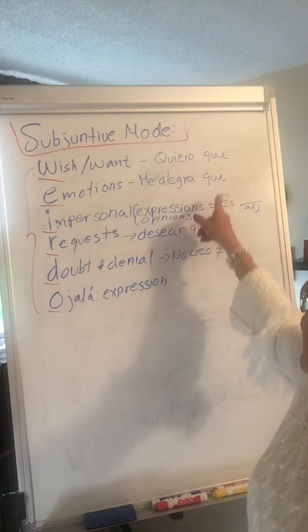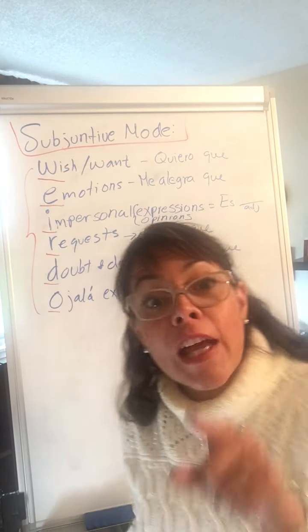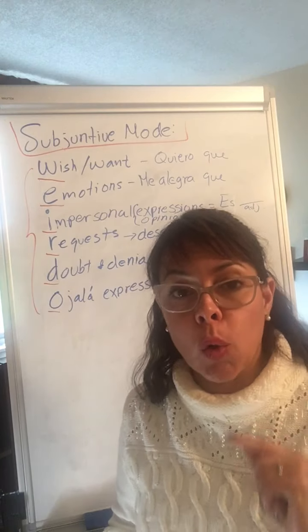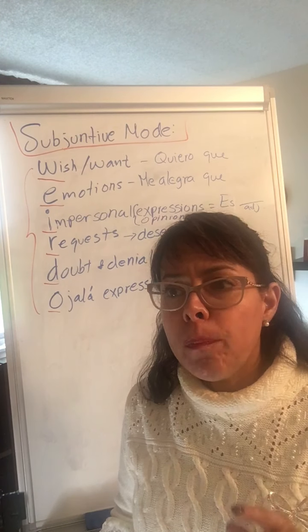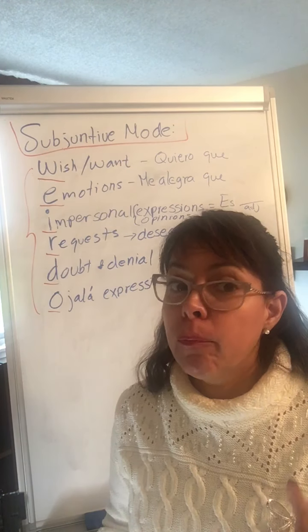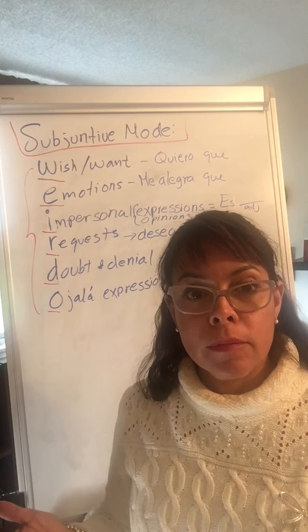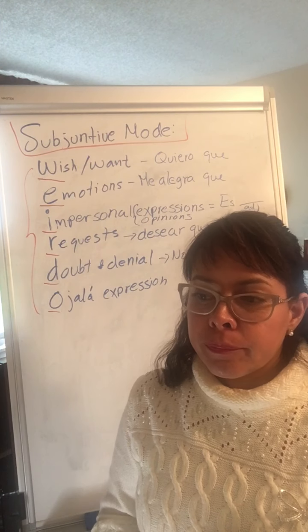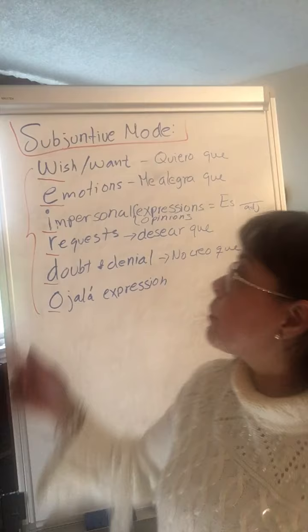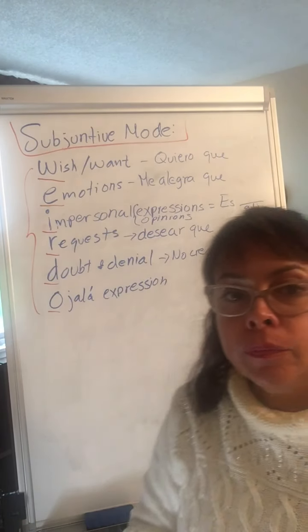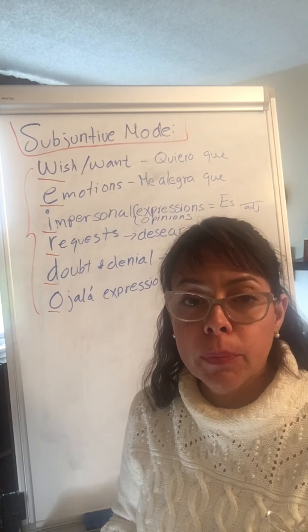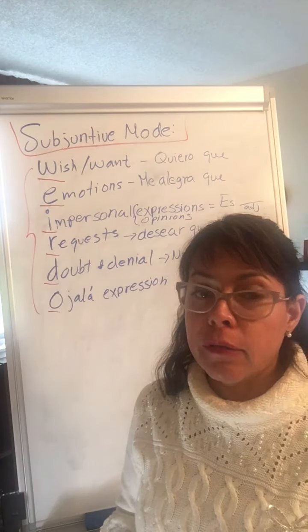So you can say me alegra que, or nos alegra que, or te alegra que, te preocupa que, ¿Te preocupa que tu hija salga por la noche? ¿Sí? So when we are expressing all these emotions, which usually use the reflexive pronouns, we use the subjunctive after the que.